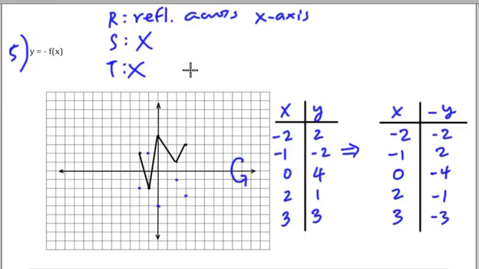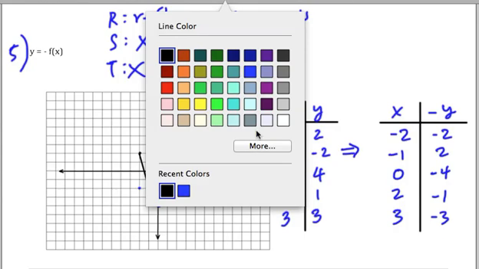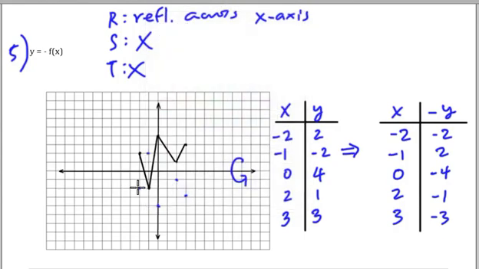Let me just use a different color, blue. So let's go from here to there, and then from there to this point right here, and then from here to there, and then from here to there. As you can see in this blue graph, all we've done is reflect all the y's across the x-axis, which is why it ends up looking the way it does.